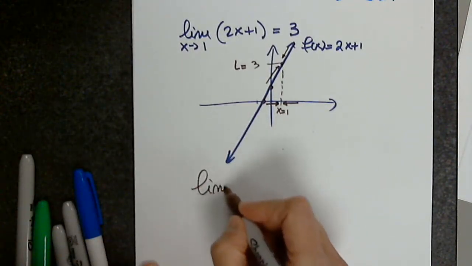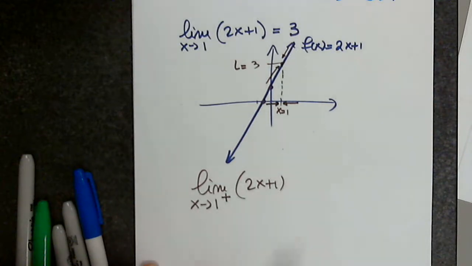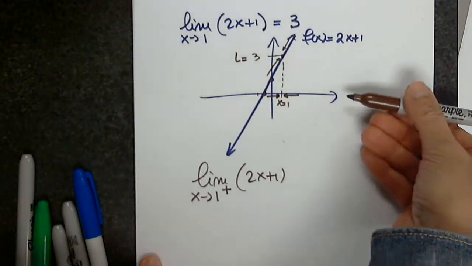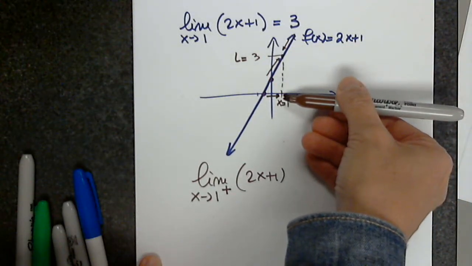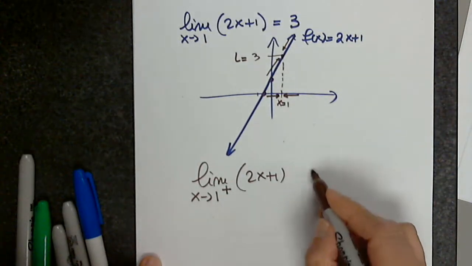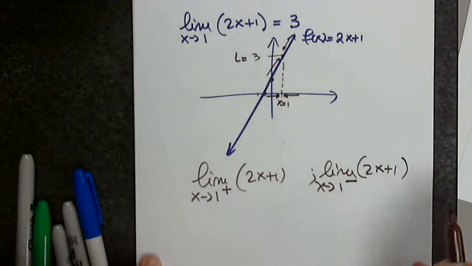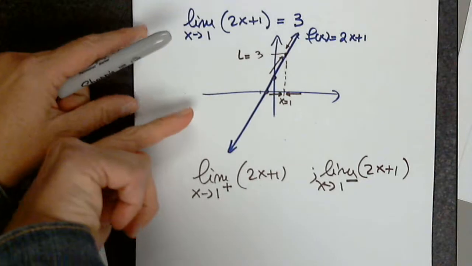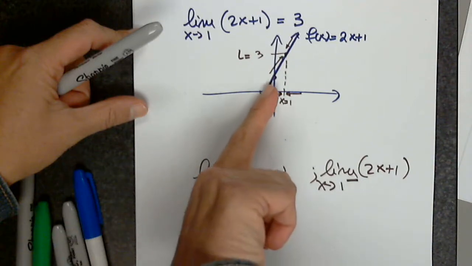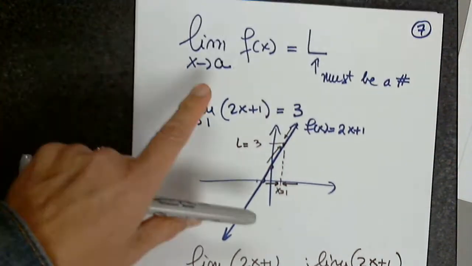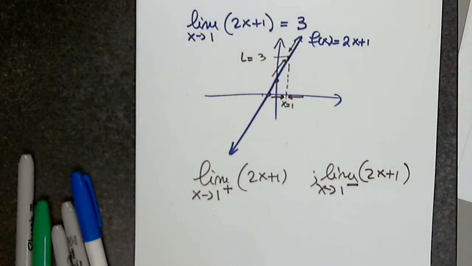We also have the notation limit of 2x plus 1, as I'm giving you an example, as x approaches 1 from the right, meaning we are only interested in what happens to the values of the function as x approaches 1 from the right only. We also have the notation limit as x approaches 1 from the left of 2x plus 1, which means we are only interested in, as x approaches 1 from the left, where do the function values go? So this is from either side. This is from the right, and this is from the left.